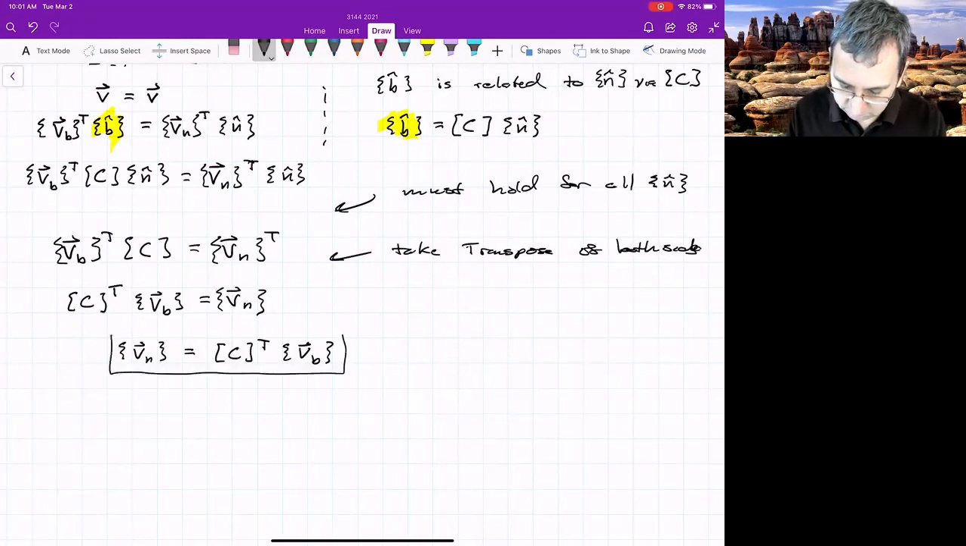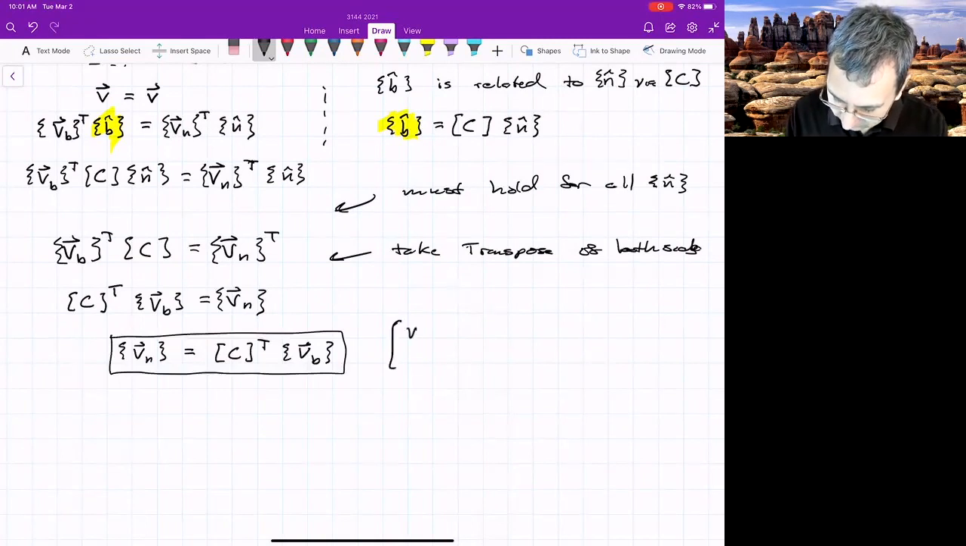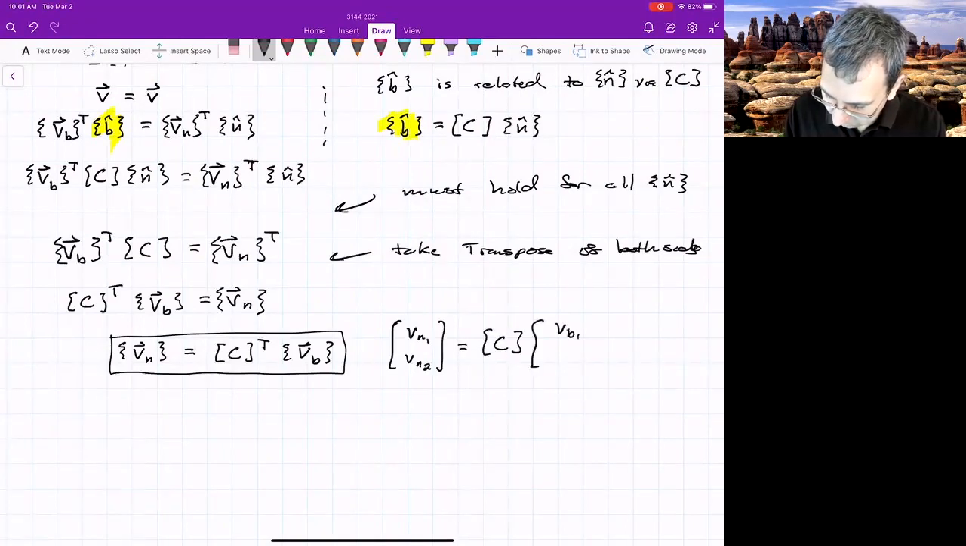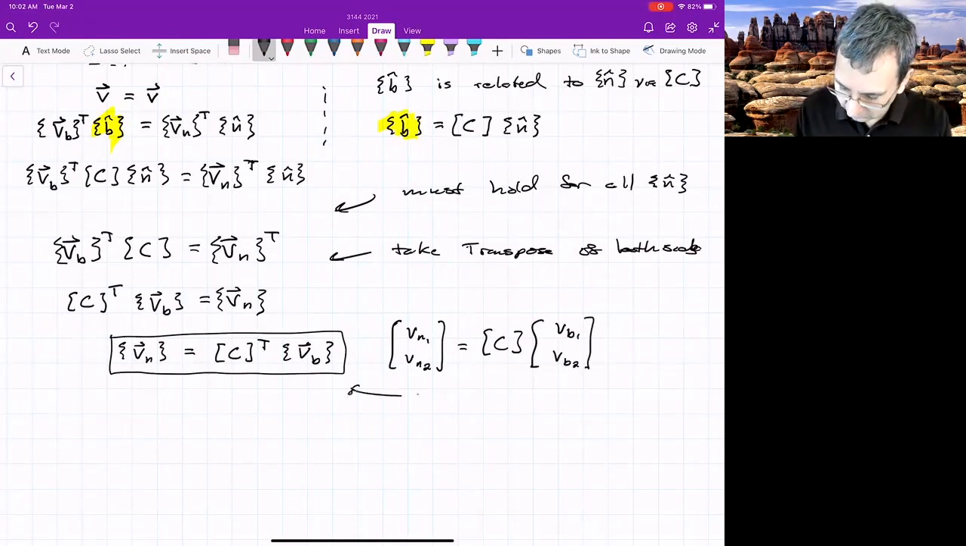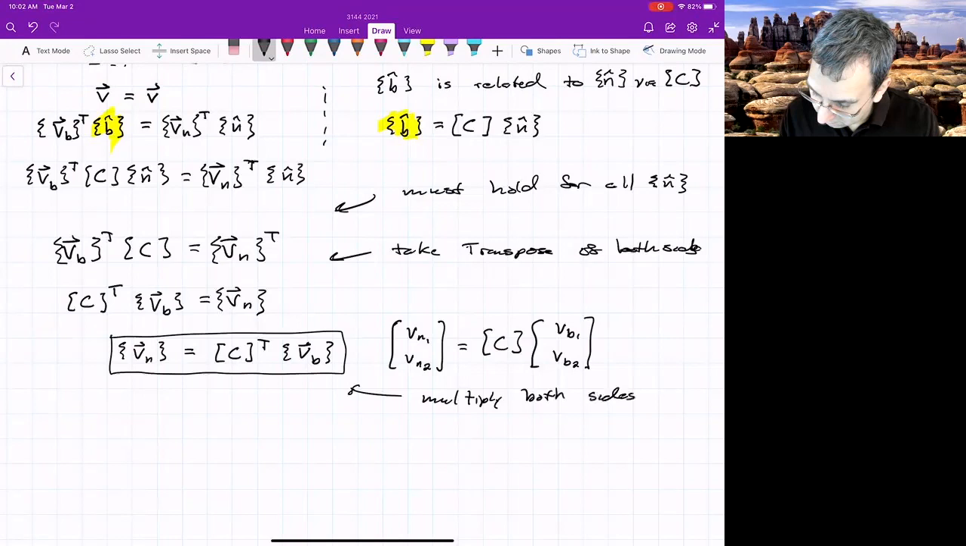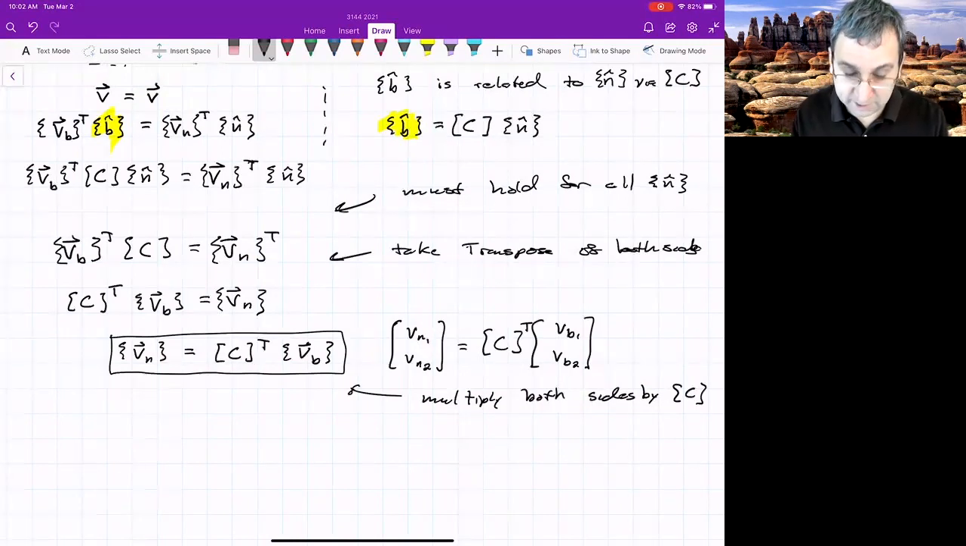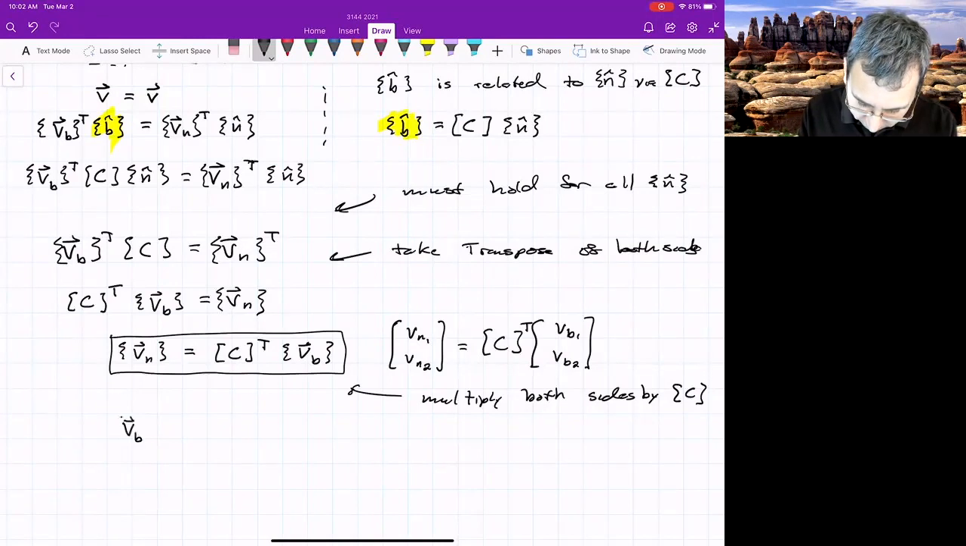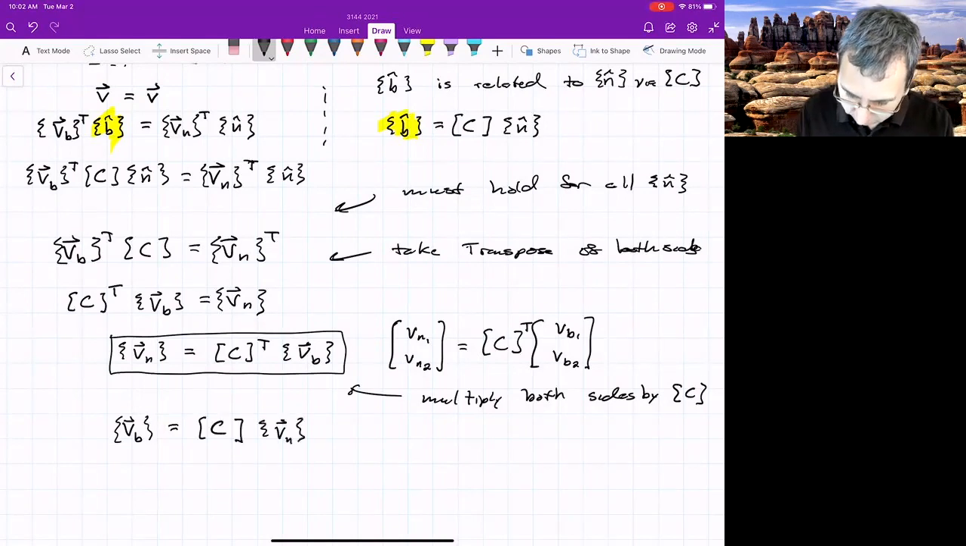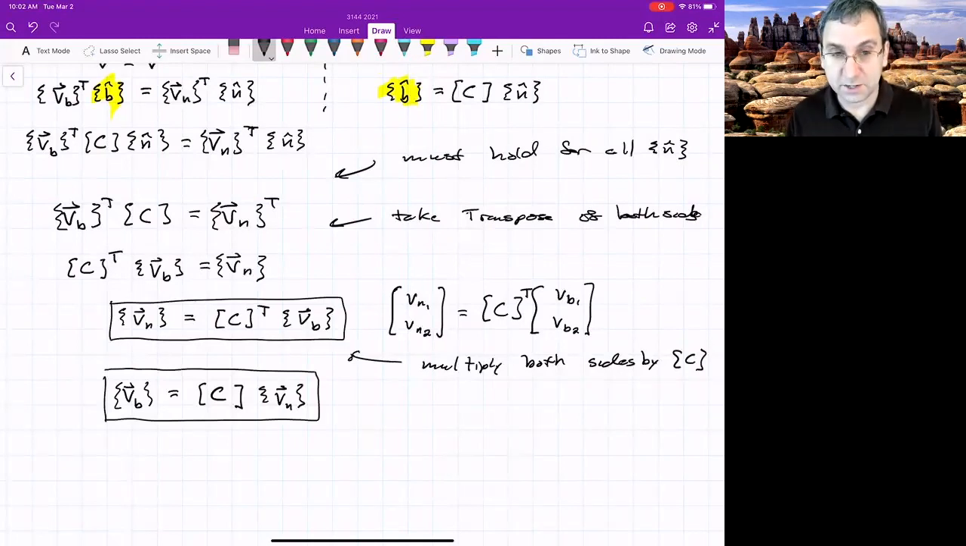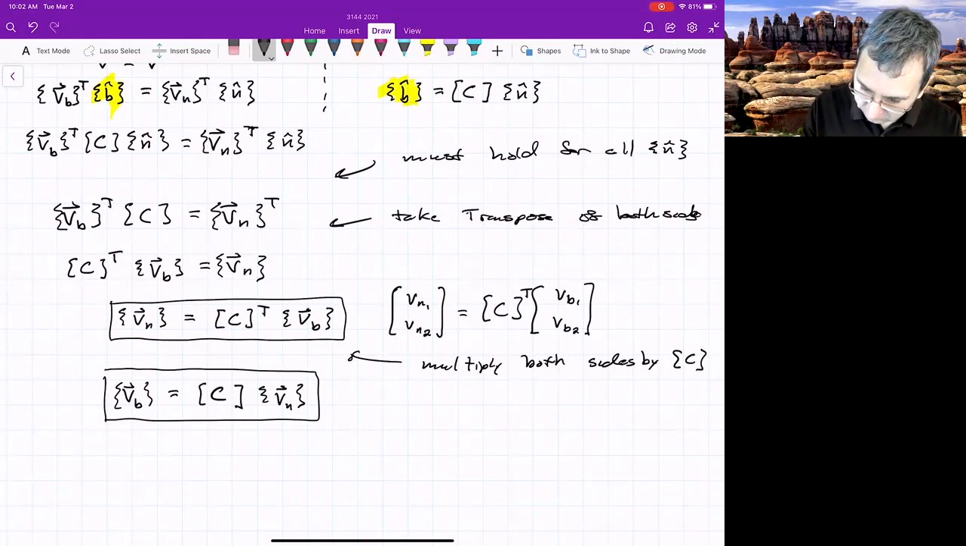So this is true. This is useful, right? Because it says that V_N1, V_N2 equals this C transpose matrix times V_B1, V_B2. But I could also multiply both sides by C. If I multiply both sides by C, then I'll get C times C transpose on this right-hand side, and that's just equal to the identity. So I'll get V_B equals C V_N. So if I have a vector that's written in terms of the inertial frame, this tells me what it looks like with respect to the B frame. It's exactly parallel to what we have written up here.